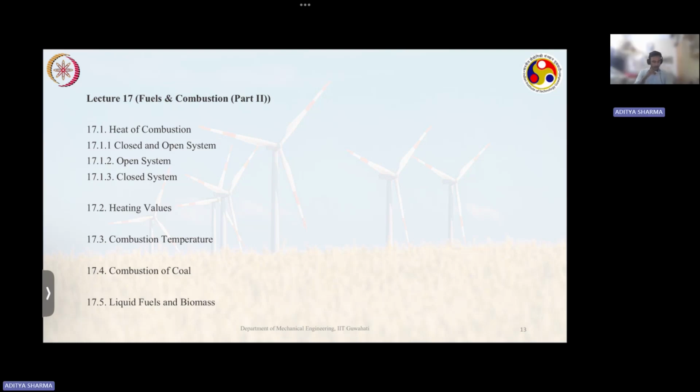Okay, so now we are into lecture number 17. We are left with around 30 minutes, so we'll just move quickly. This is on heat of combustion. Heat of combustion in closed and open system, open and closed system have been discussed. Then heating values have been discussed, we discussed heating values in the previous lecture also. Then combustion temperature is there. Then combustion of coal is there.